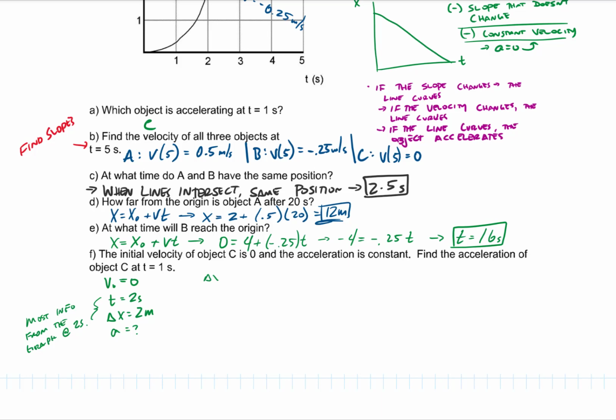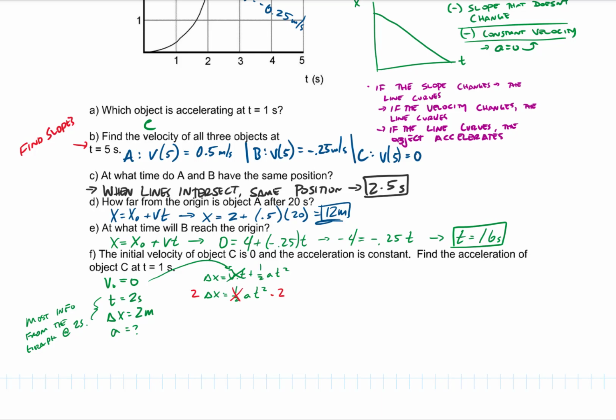So the kinematic equation that has all of those variables in it is delta x equals v initial times time plus 1/2 acceleration times time squared. What's really nice about this is that the initial velocity is 0, so that bit goes away. That gives me delta x is equal to 1/2 a t squared.